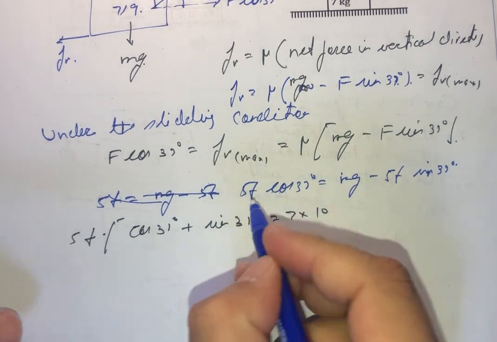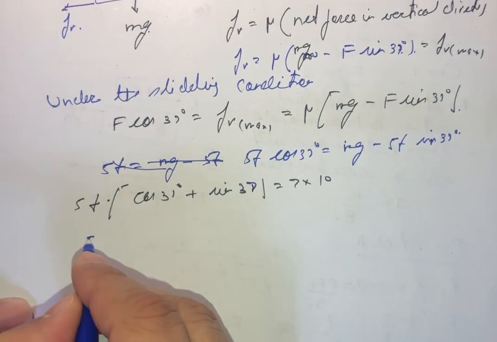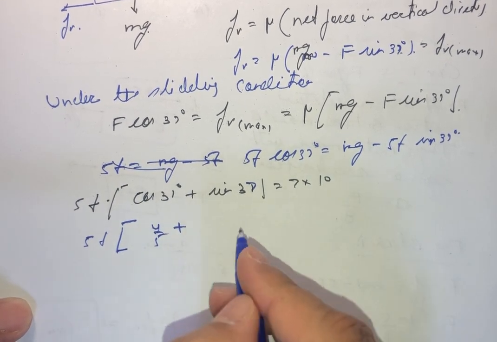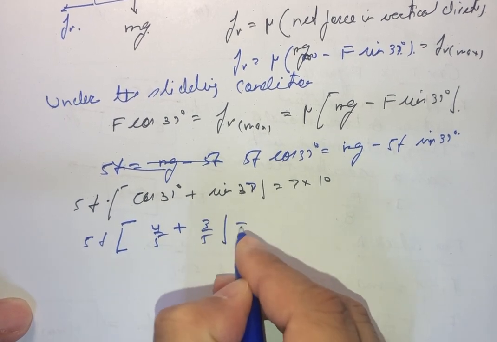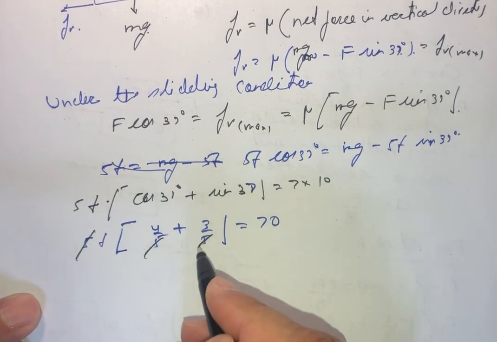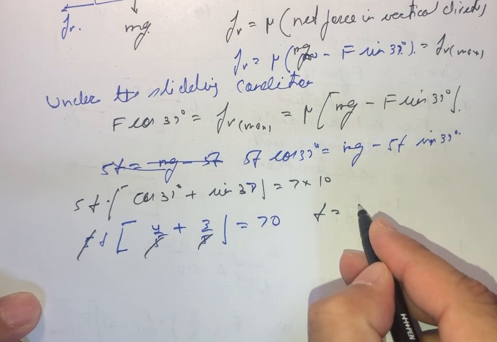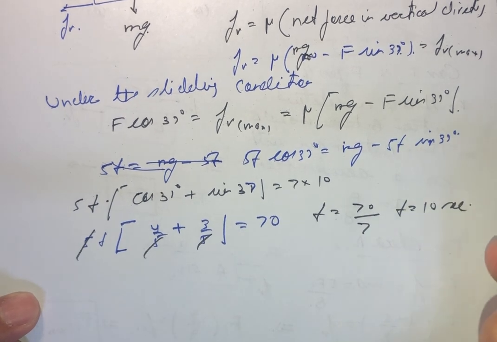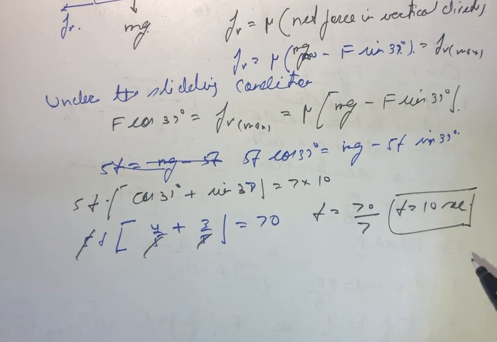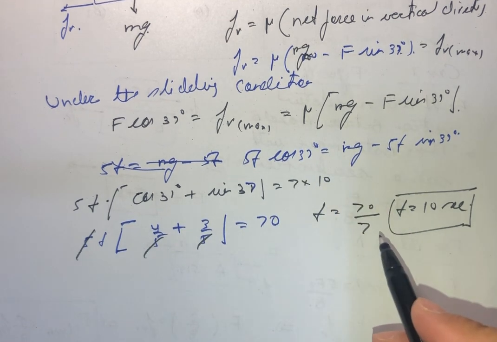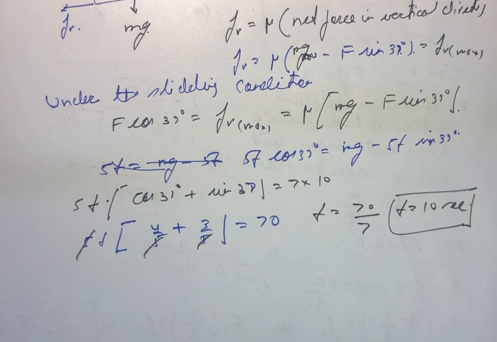So we put the values. We get 5t times cos of 37, which is 4 by 5, plus sine of 37, which is 3 by 5, is equal to 70. So this 5 goes with 5. This t will be equal to 70 by 7, or we can say t is equal to 10 seconds. So it means that at t equal to 10 seconds, the block actually starts to slide. Please complete the questions. Thank you.